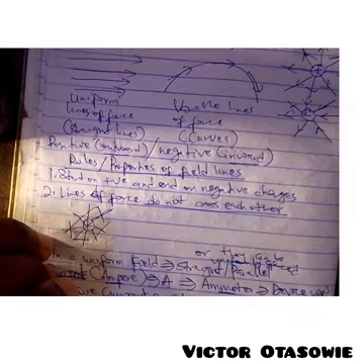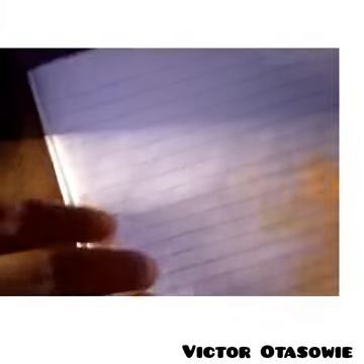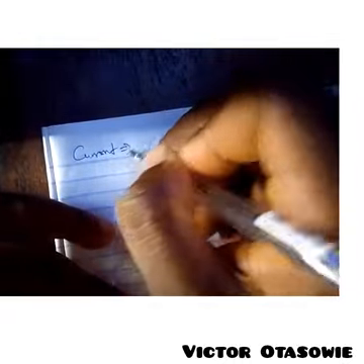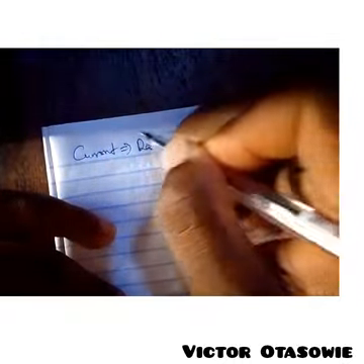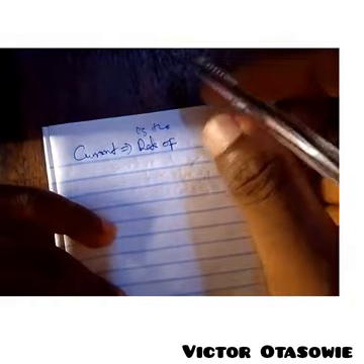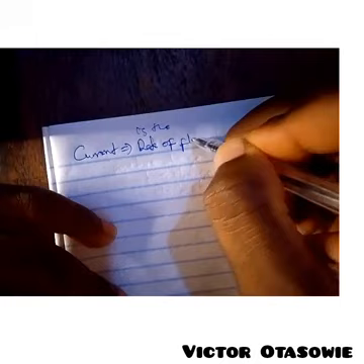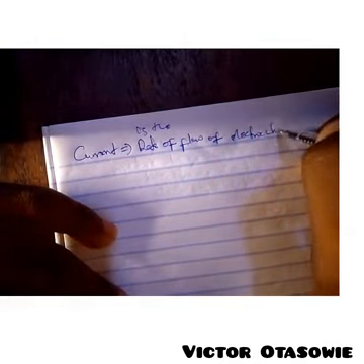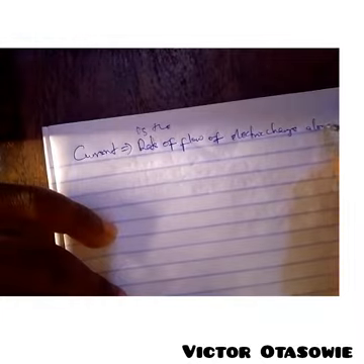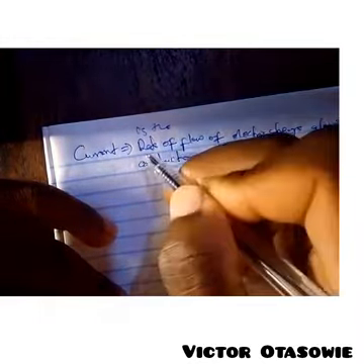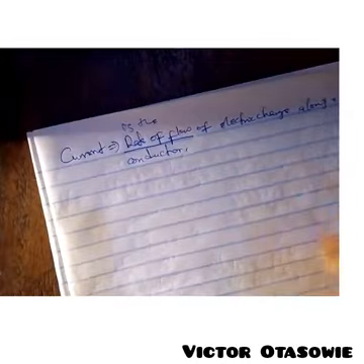Now, for the definition of current: current is the rate of flow of electric charge along a conductor. So I will say that current is the rate of flow of electric charge along a conductor.